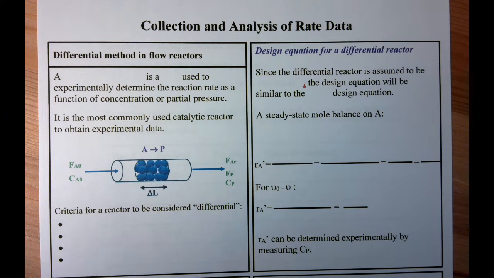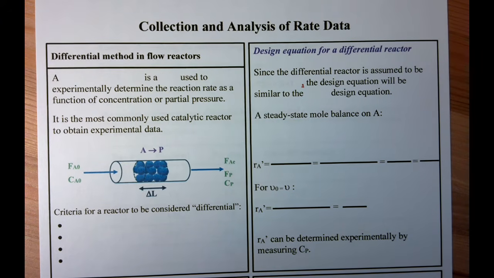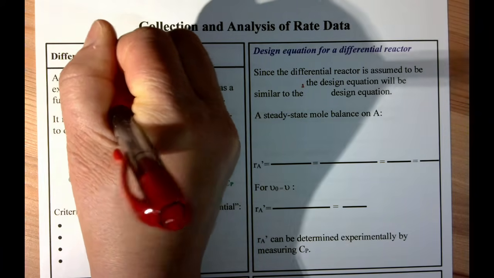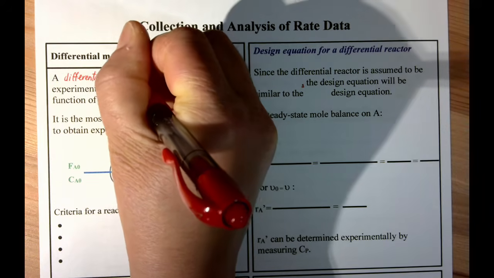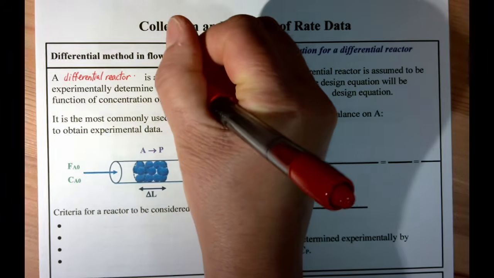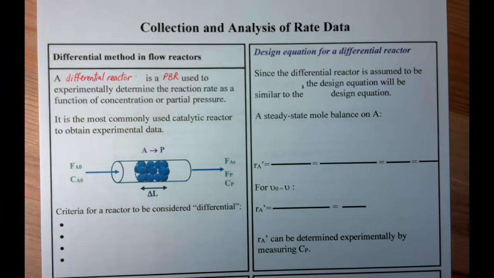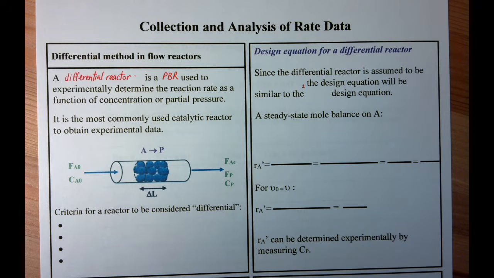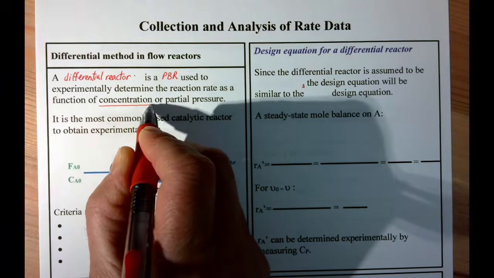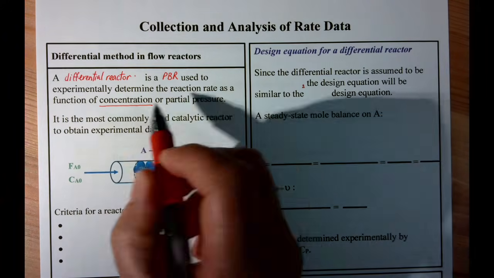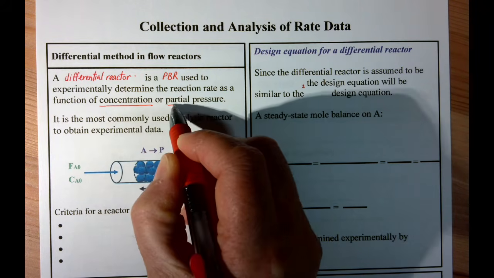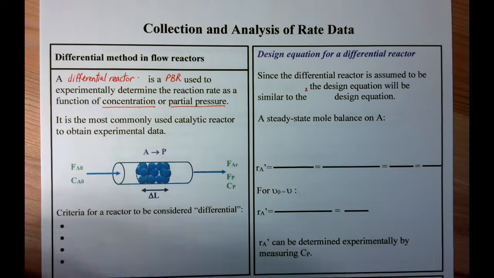For these reactions, we're going to use what we call a differential reactor. Differential reactors are very small. They are packed bed reactors that are used experimentally to determine the reaction rate as a function of concentration or partial pressure. Note that a lot of times when we have gas phase reactions for the rate law, instead of expressing it in terms of the concentration of the components, we express it in terms of partial pressures because we're in a gas phase.